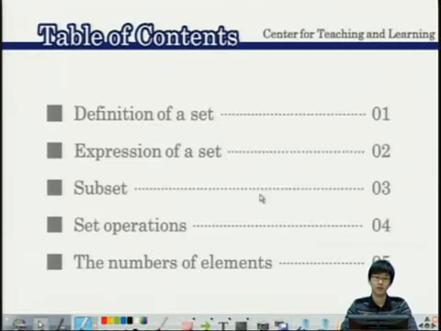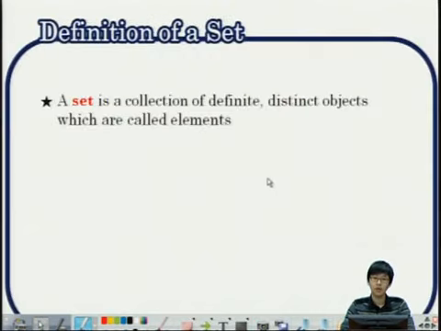So the table of contents. This set is a way to express some mathematical groups. So it is important. This set means, you know, in English word, the set group. So the definition of set will come first, and expression of a set, subset, set operations, the number of elements. Definition of a set. A set is a collection of definite, distinct objects which are called elements.